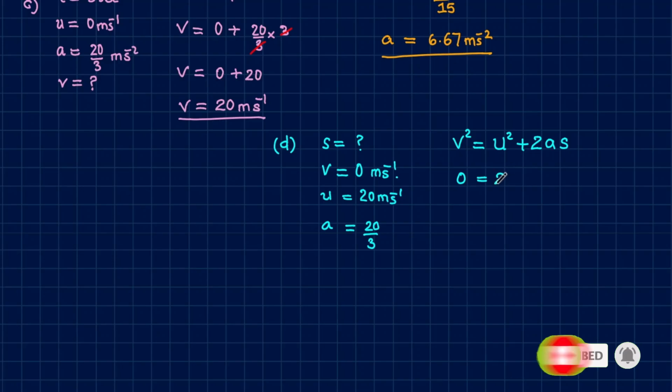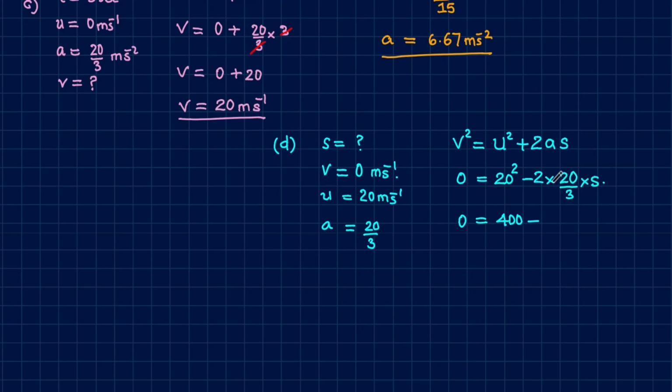Initial velocity is 20, so we square it, now minus 2 times the value for A, which is 20 over 3. This minus came from here, so I decided to bring it in front. And we multiply also by the distance we're looking for, S. When you do that, the first term on the right-hand side becomes 400 minus 40 over 3 S. Since the parameter we're looking for is negative, we take it to the left-hand side such that it becomes positive. So we have 40 over 3 S must give us 400.